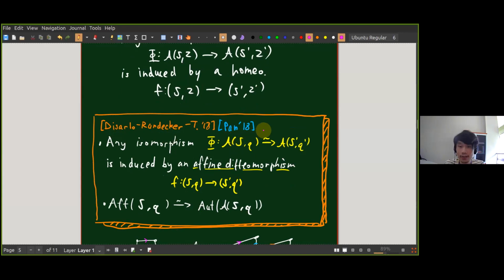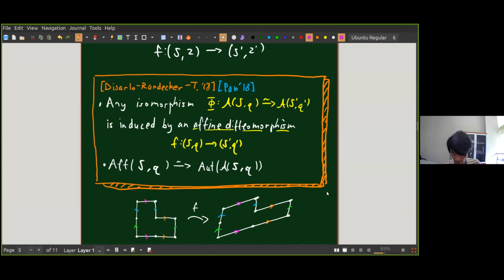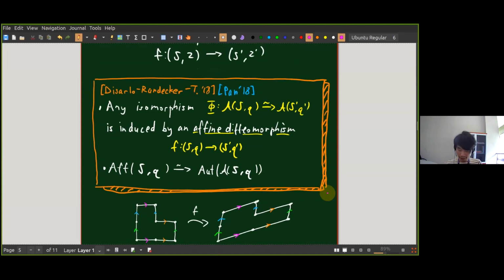Indeed, every isomorphism between saddle connection graphs is induced by a homeomorphism, but not just any homeomorphism. It's induced by what's known as an affine diffeomorphism. Let me just give you an example of what that is. It's not just a homeomorphism; it's going to be a homeomorphism which looks like this. I'm not going to give you the precise definition. Just look at this example.